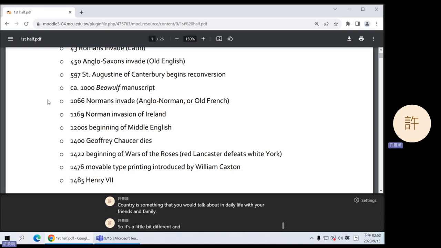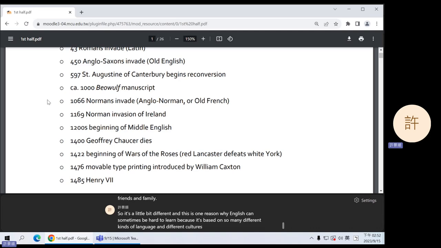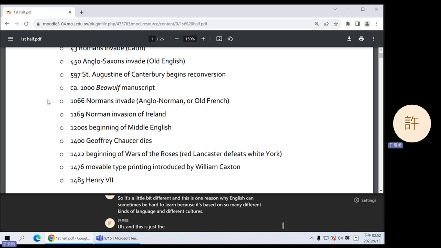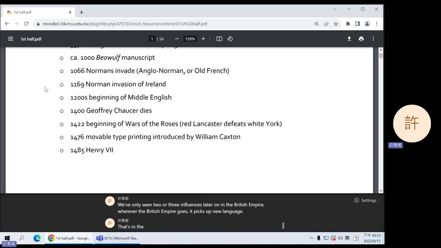And this is one reason why English can sometimes be hard to learn, because it's based on so many different kinds of language and different cultures. And this is just the beginning, right? We've only seen two or three influences. Later on in the British Empire, wherever the British Empire goes, it picks up new language. That's in the 19th century. 19世纪帝国时期语言变化更大.